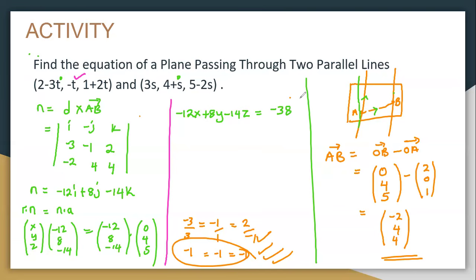Now, in case there is something that can reduce, please go on and reduce. A case in point here, it can be by 2, or I can say by negative 2. So if I say by negative 2, then here you remain with 6x minus 4y plus 7z is equal to 38 by 2, which gives you 19. And therefore, that is your equation for the plane when you have two lines that are parallel.